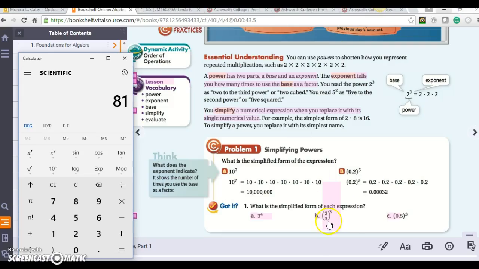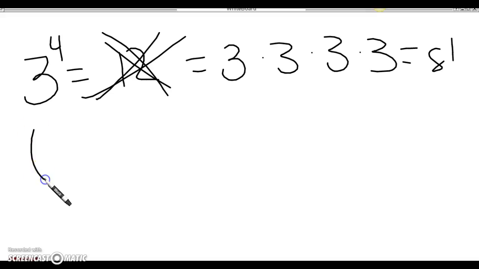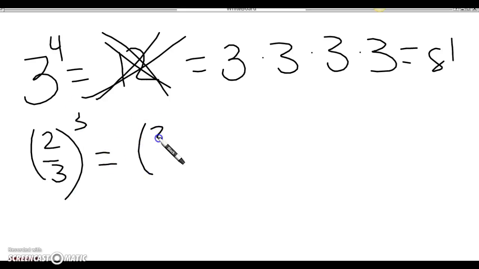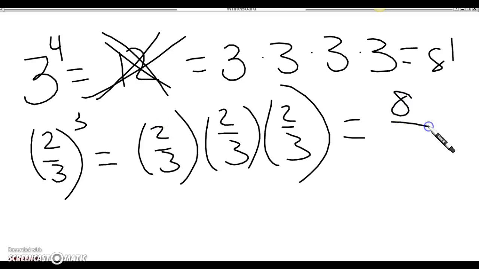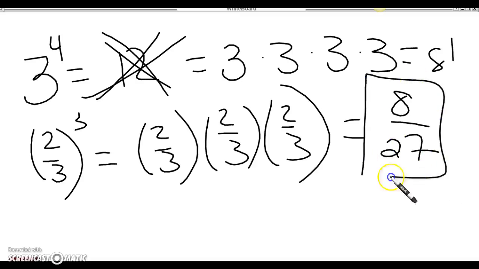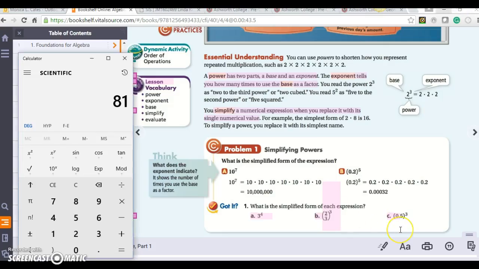Next, I have 2 over 3 to the third power. So that's 2 over 3 to the third power equals 2 over 3 times 2 over 3 times 2 over 3. When I multiply fractions, I multiply straight across. So 2 times 2 times 2 is 8, and 3 times 3 times 3 is 27.